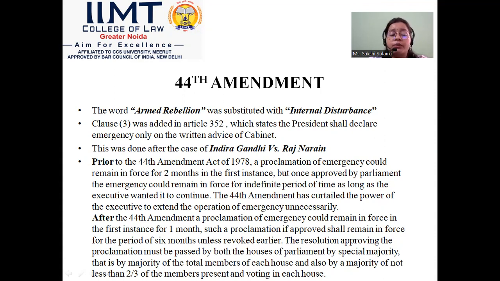After the 44th Amendment, a proclamation of emergency could remain in force in the first instance for 1 month. Such a proclamation, if approved, shall remain in force for the period of 6 months unless revoked earlier. The resolution approving the proclamation must be passed by both the houses of Parliament by special majority, that is, by a majority of the total members of each house and also by a majority of not less than 2/3 of the members present and voting in each house.